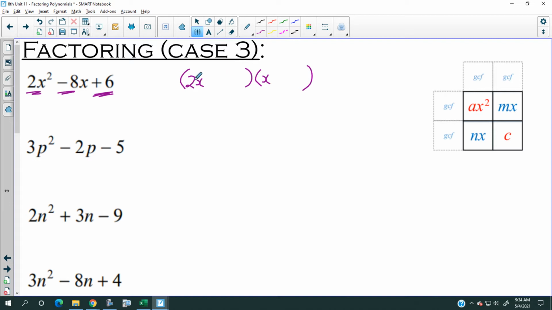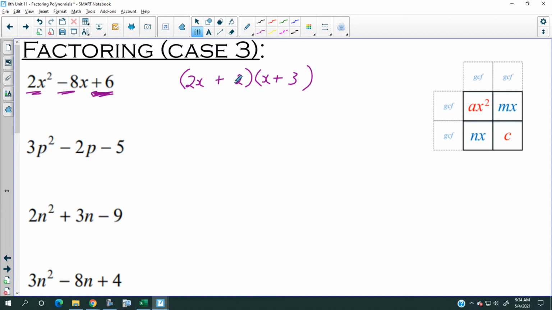Now, that said, I'm going to try a couple. Let's see. Now I'm going to try 2 and 3 to get 6. So I can try 2 and 3, and I could try +2 and +3, because I've got to get +6. Now, right off the bat, I know it's a problem.